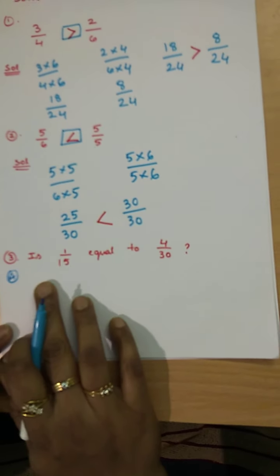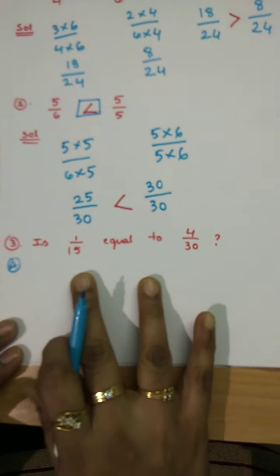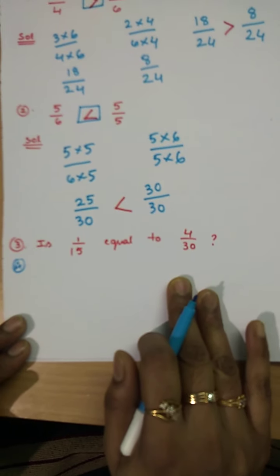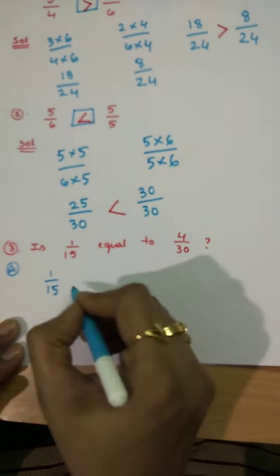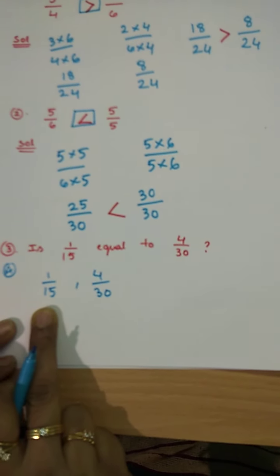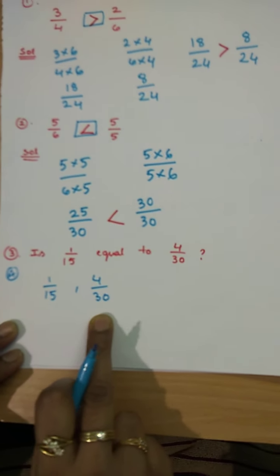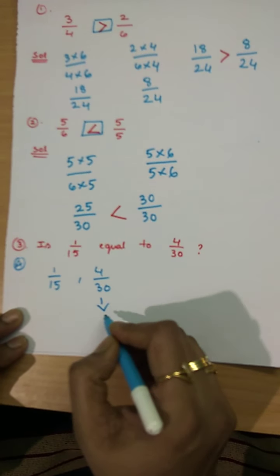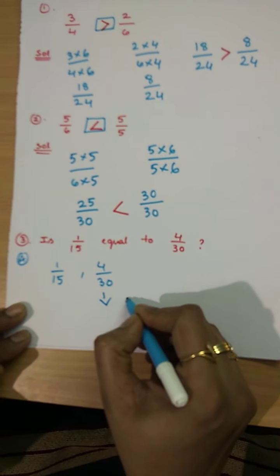Here we will check if 1 by 15 is equal to 4 by 30. We need to check whether these both fractions are equal or not equal. So I am writing here 1 by 15 and 4 by 30. 1 by 15 is in the standard form or lowest form. Now we need to change 4 by 30 into standard form.